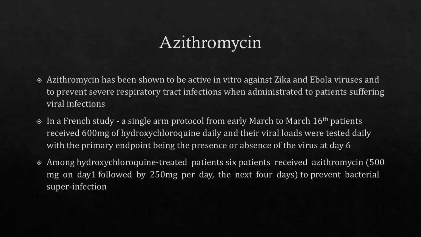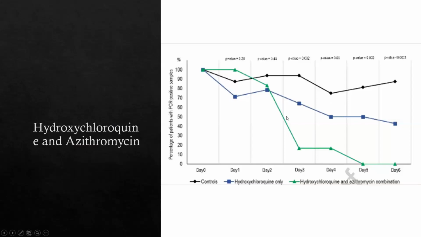Like I said, among the patients treated with combination therapy, there were only about 6, and they got 500 milligrams on day 1 and then 250 milligrams for the next 4 days thereafter. If you look at this chart here, on the x-axis are the number of days, out to day 6 being their endpoint, and then the percentage of patients on the y-axis who still had PCR positive samples. The black line up here is controls, the blue is hydroxychloroquine only, and the green is hydroxychloroquine and azithromycin together. There's a big divergence at days 3, 4, 5, and 6 of dual therapy. We start out here, the hydroxychloroquine group drops a little bit, the combination really doesn't change right away. But when you come to days 3 through 6, you can see a significantly reduced percent of patients with PCR positive samples.